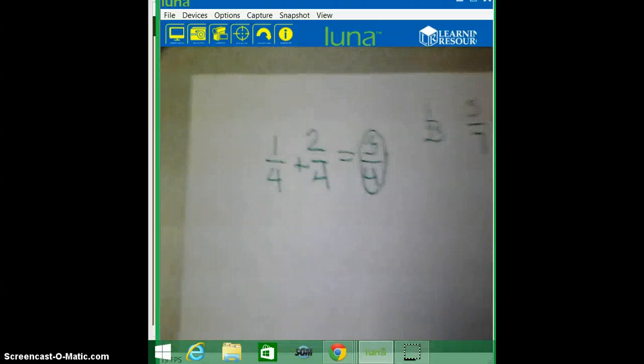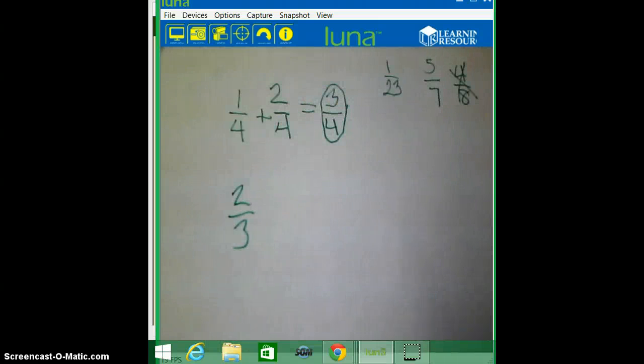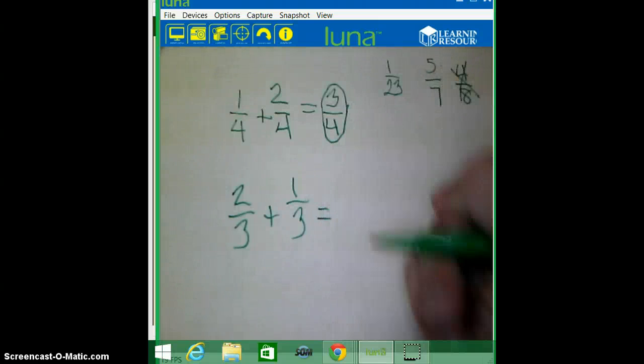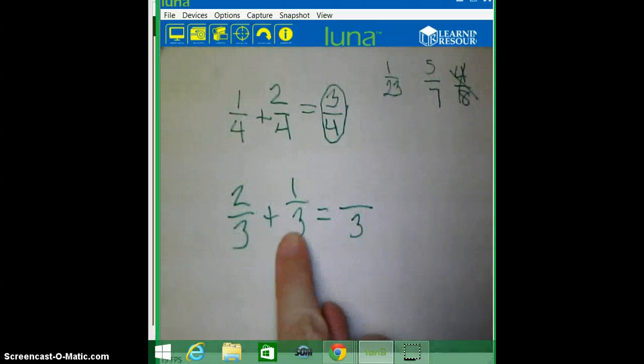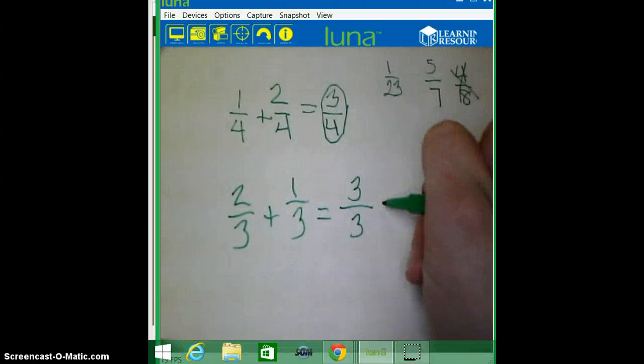Okay, so let's do another example. Let's do 2/3 plus 1/3, and what should the bottom number be? Definitely 3, because that's what our other bottom number is. 2 plus 1 is 3.